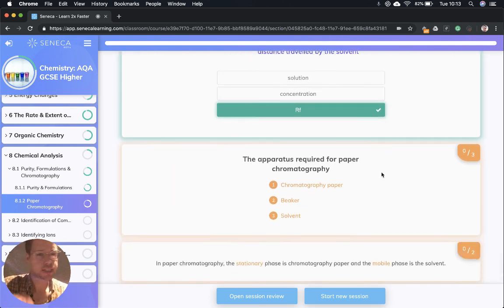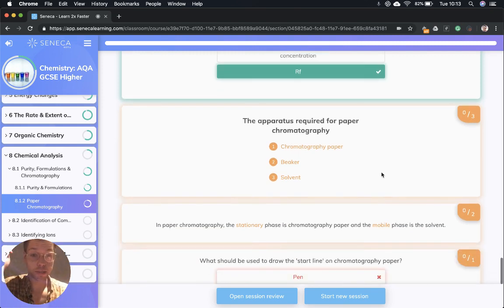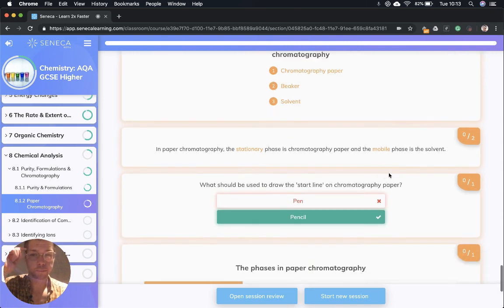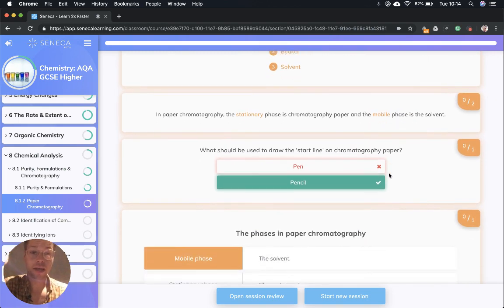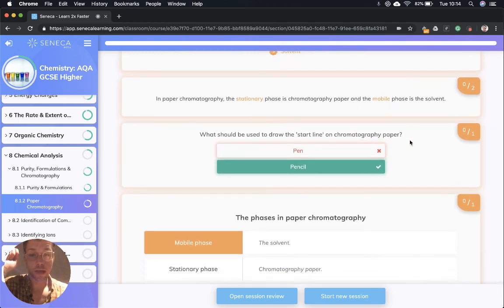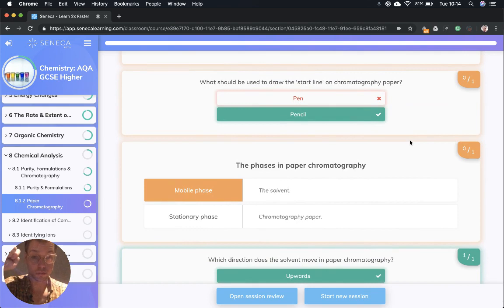Now, what apparatus do we need for paper chromatography? We need that chromatography paper, we need a beaker, and we need some solvent, okay? Now, do we remember what the stationary phase is? That's chromatography paper. And the mobile phase, that's our cute little solvent, okay? And if we're drawing a start line, are we going to use a nice little biro, or we're going to get a 2HB pencil? Honey, we're getting a pencil. We don't want to be using no pen because that solvent is going to separate out all the different components in the ink. So we're using a pencil, okay?